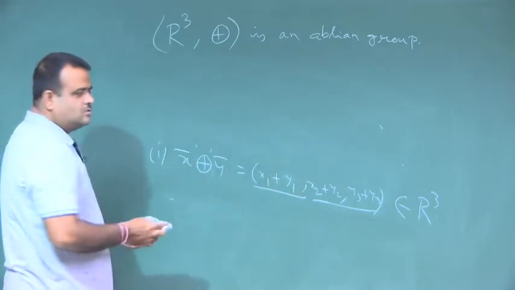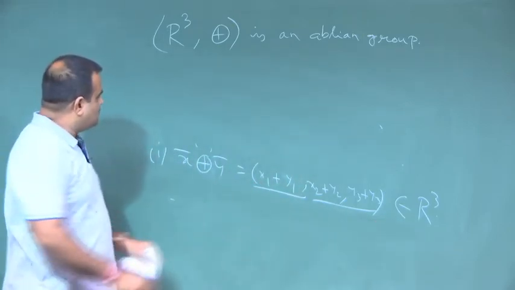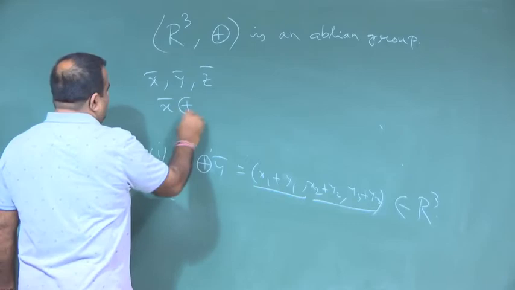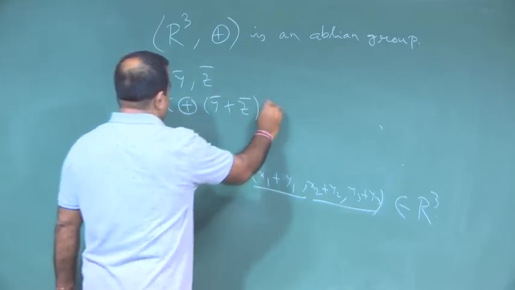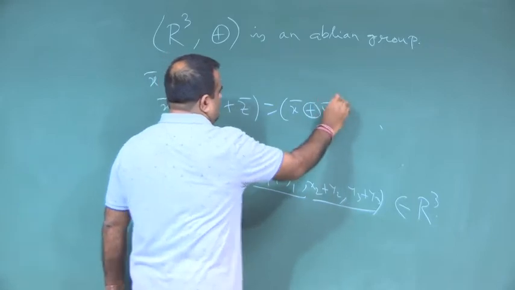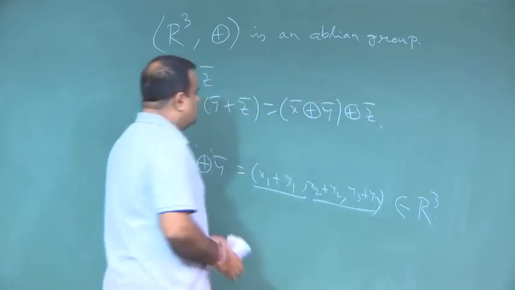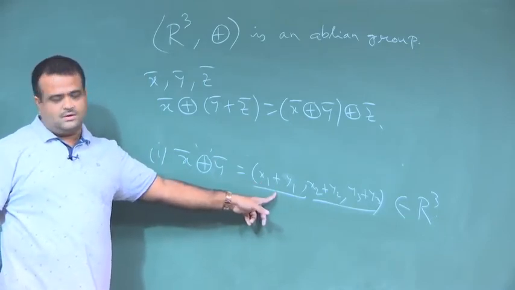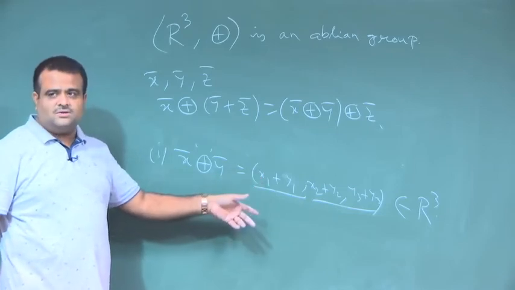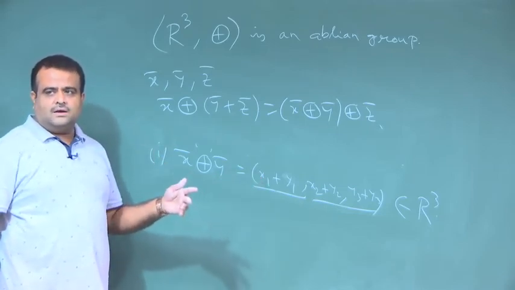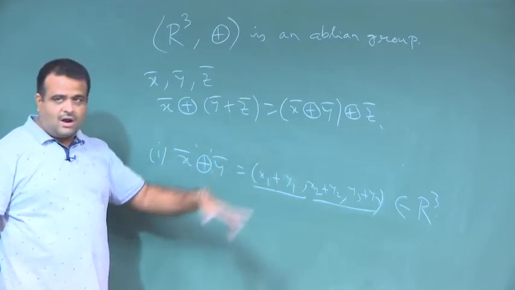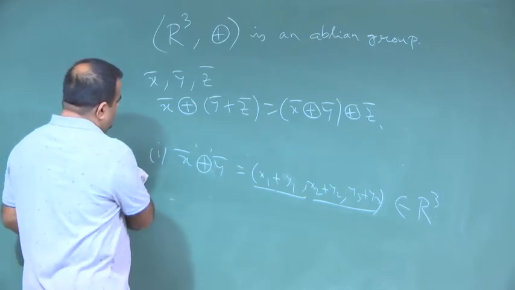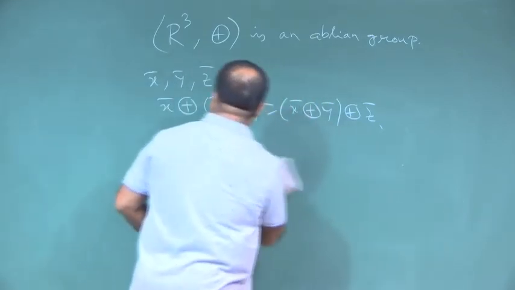Now, associativity is also satisfied. Associativity means if we take 3 vectors x, y, z, then the grouping does not matter, and this we can easily see. This will come from the associative property of the plus over the real numbers, because this is again a field, a group with the plus over R. So, there also we have the associativity property. So, associativity is okay.